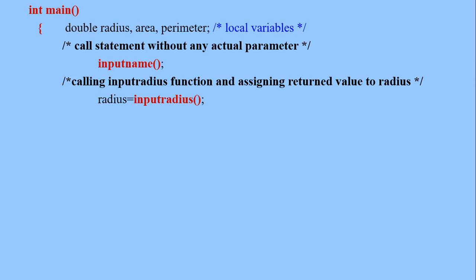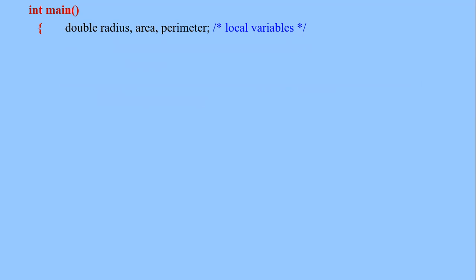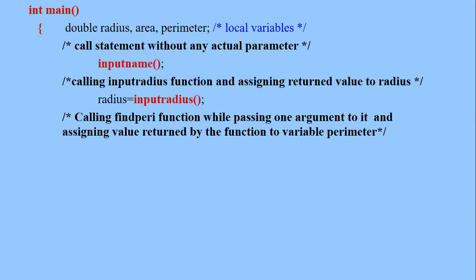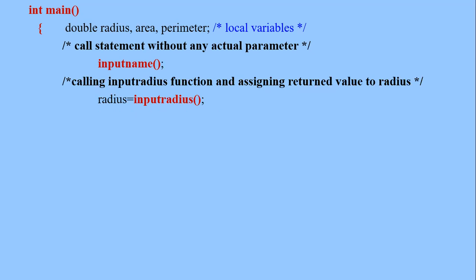My dear students and the rest of the learners, kindly note that this function is supposed to return a value, and this value will be assigned to the memory location set aside called radius. The data type for radius is double, and therefore the value returned by input radius should be of type double. So input radius will be representing a value that is being returned.